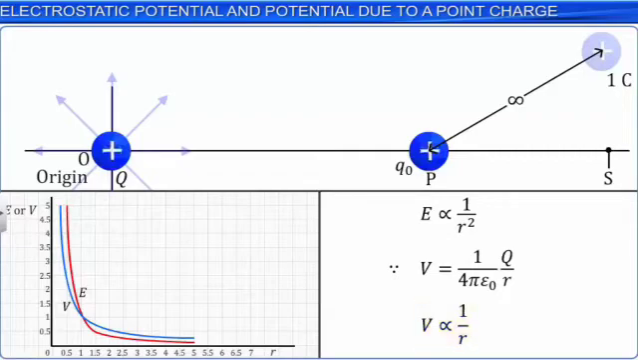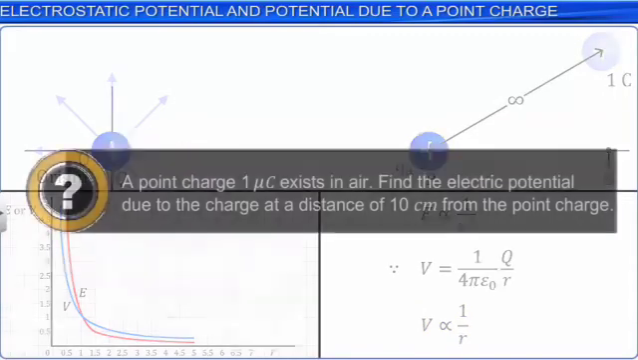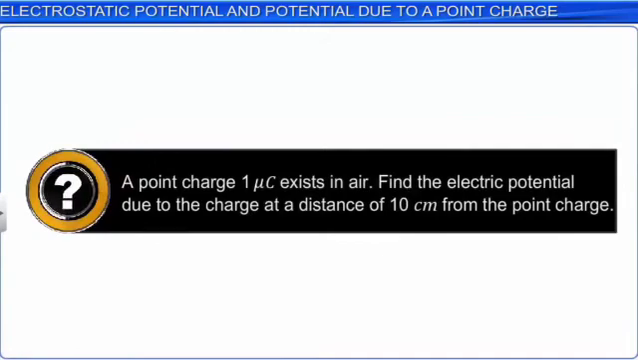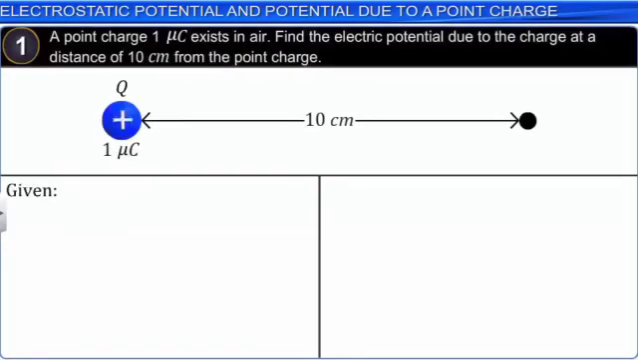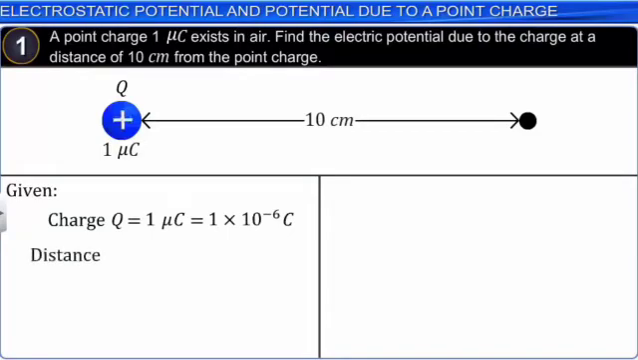A point charge of 1 microcoulomb exists in air. Find the electric potential due to the charge at a distance of 10 centimeters from the point charge. Given that charge Q equals 1 microcoulomb equals 1 into 10 raised to the power minus 6 coulomb. Distance from the charge is r equals 10 centimeter equals 0.1 meter.